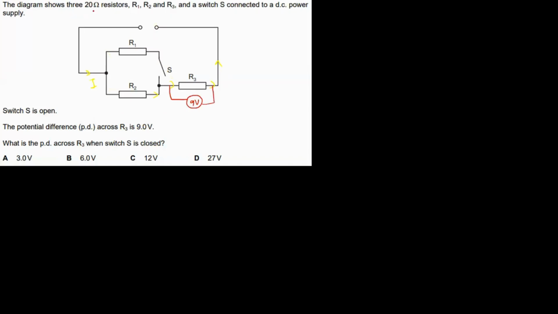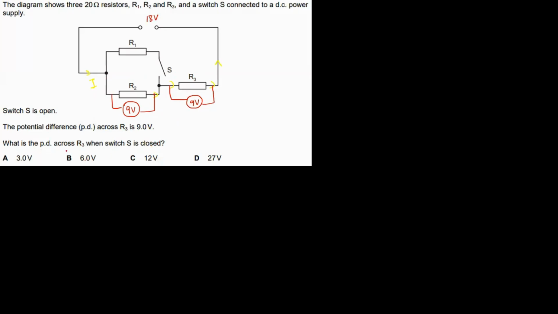Now, if you see, the resistors are equal, the resistance is equal. So we can also say that the same potential will be there across R2. See, this is a very special case because the potential generally in series is not equal. In parallel, the potential is equal, but in series, it is only equal when the resistance is equal. So the potential across R2 is also 9 volts.